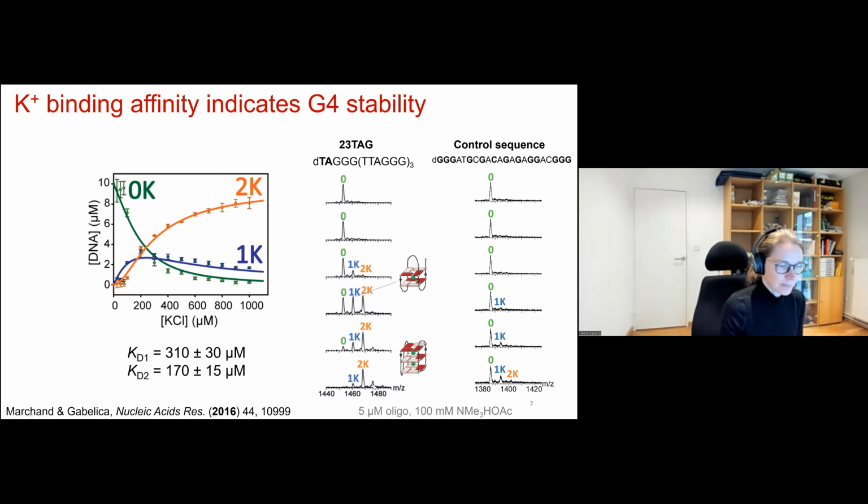This amount of signal we can mathematically subtract from here to reconstruct the amount of species with 0 potassium, so unfolded, 1 potassium, which means a 2-quartet ensemble, and 2 potassium, which is a 3-quartet ensemble. So we then have data points of the amount of DNA of each form as a function of KCl concentration. And you can use fitting algorithms to obtain the KD value for each of the stoichiometries that you can distinguish with mass spectrometry.